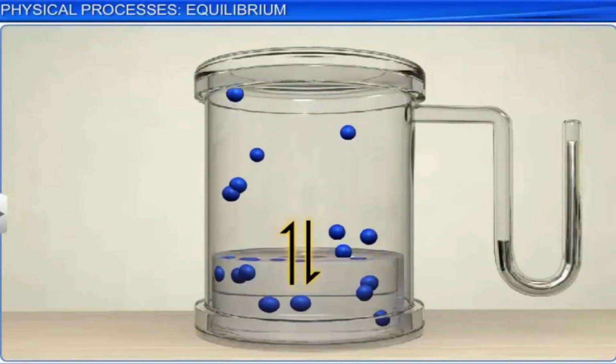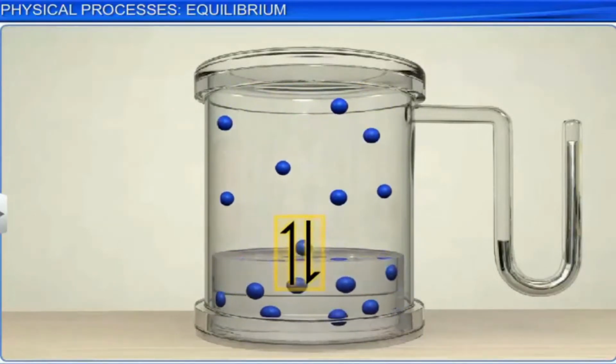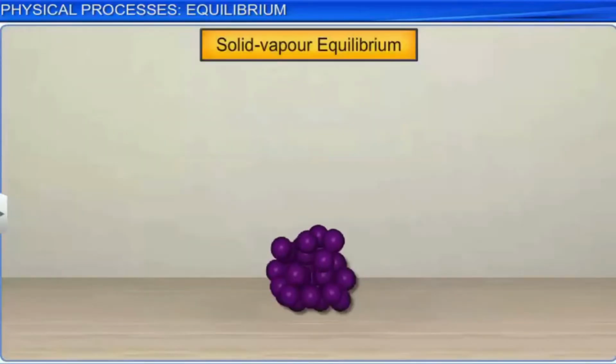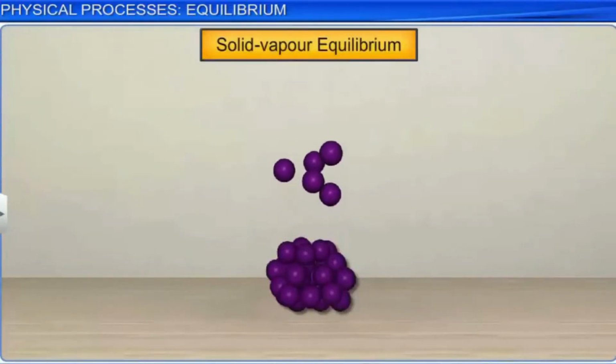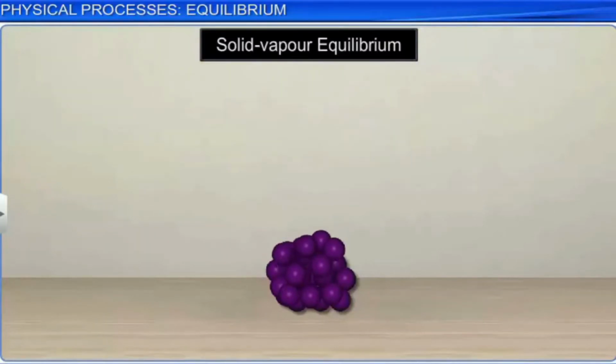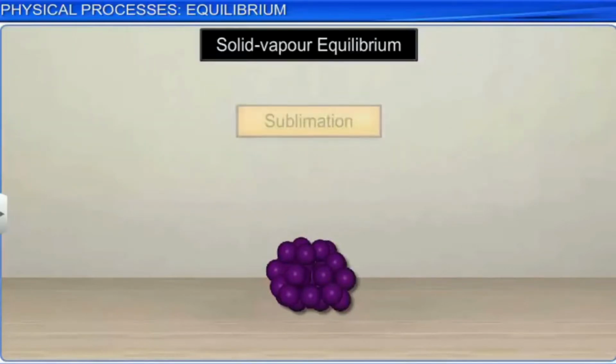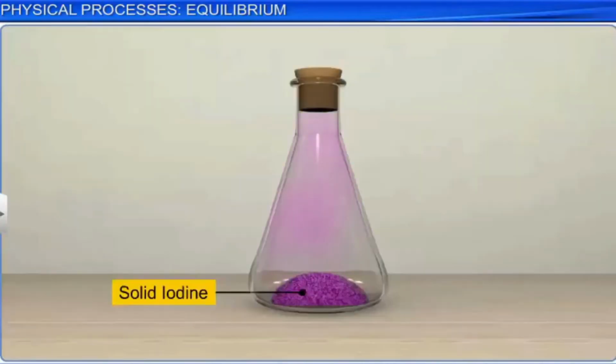Let's look at solid-vapor equilibrium now. Some solid substances directly undergo a phase change from solid to vapor without the intermediate liquid state. This is called sublimation. Observe the solid iodine placed inside the conical flask and fitted with a cork. You can see the vessel getting filled up slowly with violet vapors.